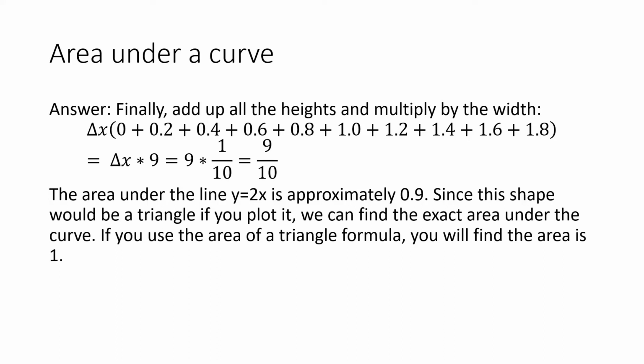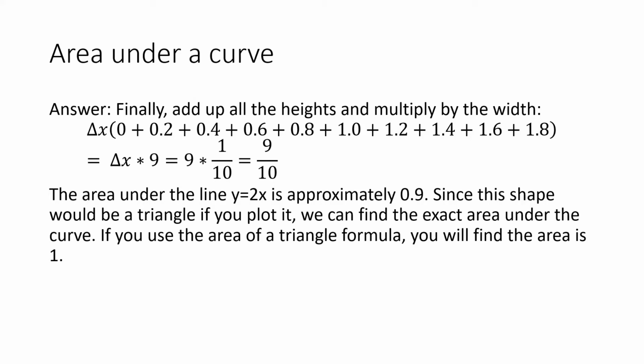Now, since this shape would be a triangle if you plotted it, since it's a line at an angle, the bounded area will be a triangle, so you can find the exact area under the curve. If you use the area of a triangle formula, we will find the area is 1. Now you can compare that to our approximation. We got 9/10 and the actual value is 1. So we were only 1/10 off, and that's for only 10 subintervals.